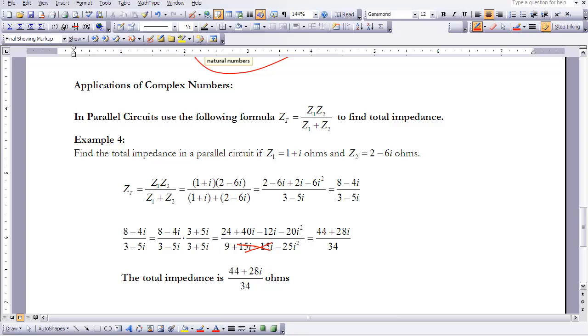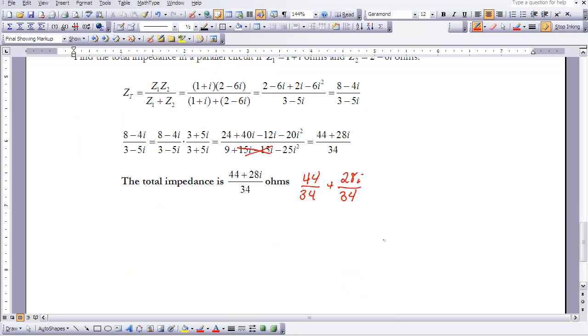And then if I want to, I can leave it in this form, or if I want it to be in a plus bi form, I would then get 44 over 34 plus 28i over 34. And yes, that can simplify, but we're not going to focus on that at this point in time. We will work more on that as we progress through this course. This concludes Lesson 6-9.